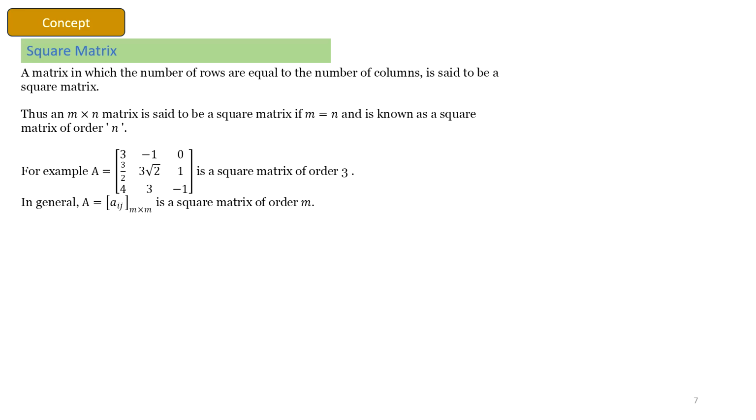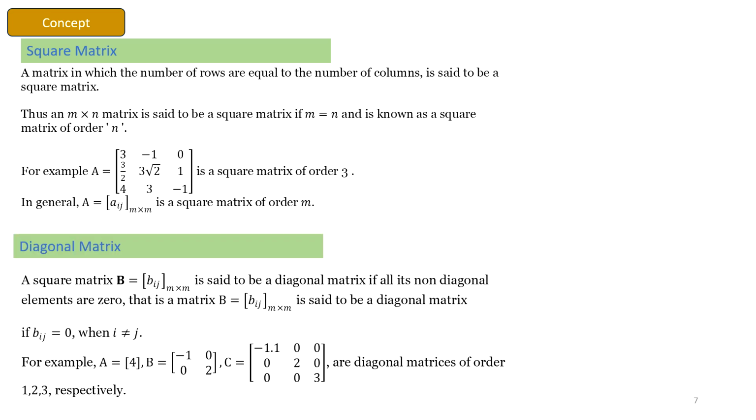Concept: square matrix. A matrix in which the number of rows is equal to the number of columns is said to be a square matrix. An m by n matrix is said to be a square matrix if m is equal to n. A square matrix is said to be a diagonal matrix if all its non diagonal elements are zero. Consider a matrix named capital B. Any element of this matrix can be represented by small bij. If bij is equal to 0 for i not equal to j, then this matrix is a diagonal matrix. The diagonal elements which can be represented by bii are non zero. Examples of square matrices are shown in the slide.